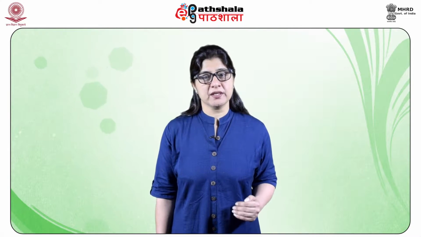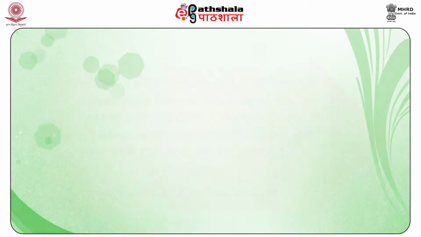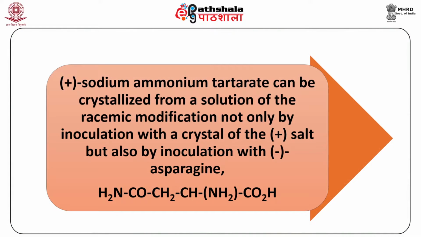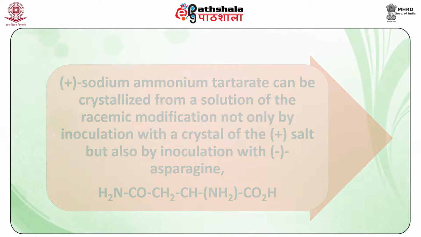The more useful variation of mechanical separation is the method of inoculation, originally discovered by Gernez. If a saturated solution of a racemic mixture is carefully inoculated with the pure crystal of one of the enantiomers, the crystal will grow and an appreciable amount of an active isomer shall be separated from the racemic mixture. For example, plus sodium ammonium tartrate can be crystallized from a solution of racemic modification not only by inoculation with the crystal of plus salt but also by inoculation with minus asparagine.